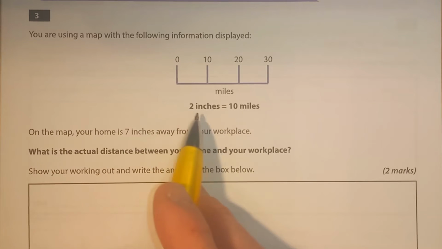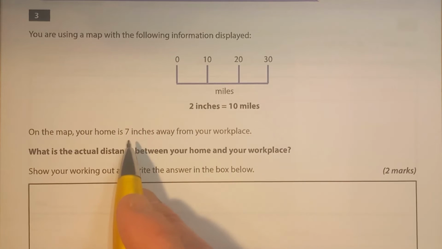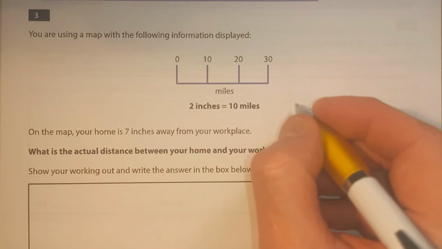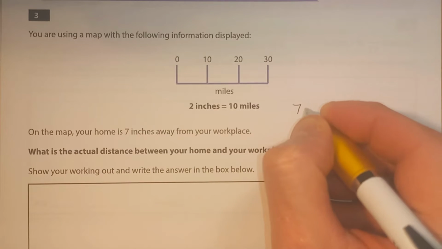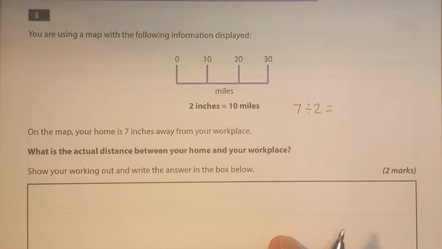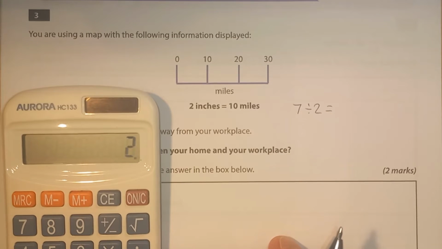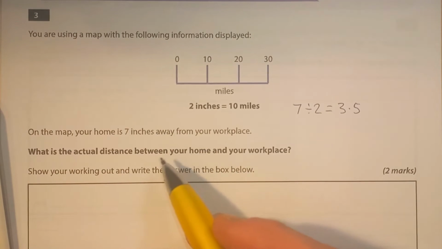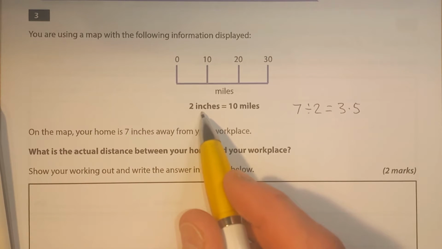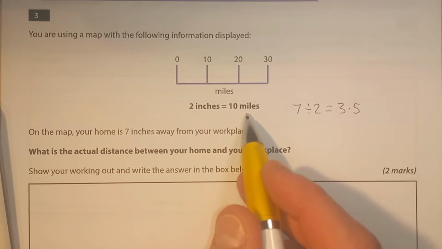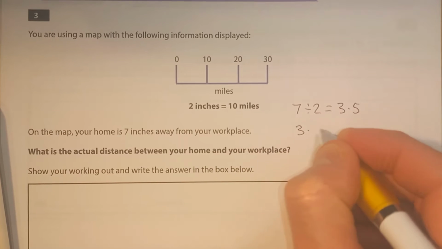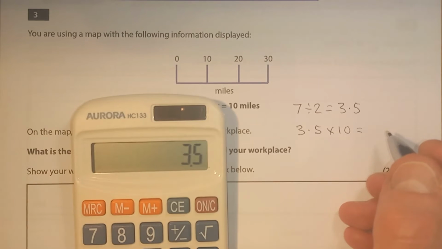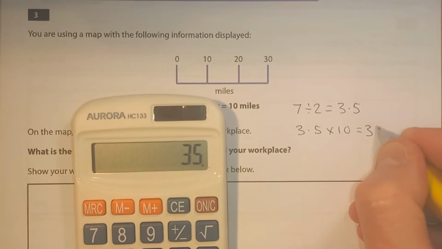Right, so we've got 7 inches here. We know 2 inches is 10 miles. So what we can say is, how many times bigger is the 7 inches? In other words, 7 divided by 2. Well, 7 divided by 2 is 3.5. So it's 3.5 times bigger than the 2 inches. If the 2 inches represented 10 miles, then we want to do 3.5 times 10, which gives us 35.